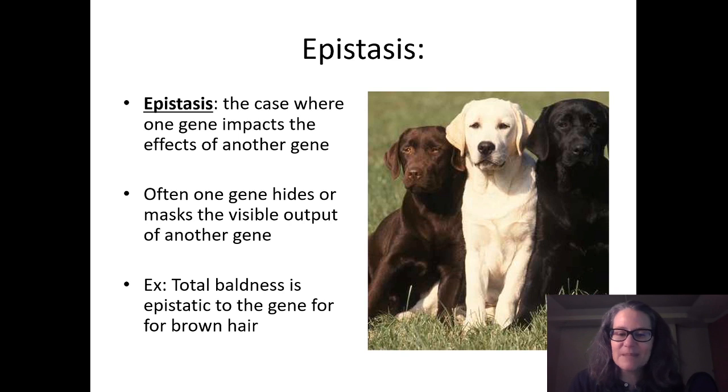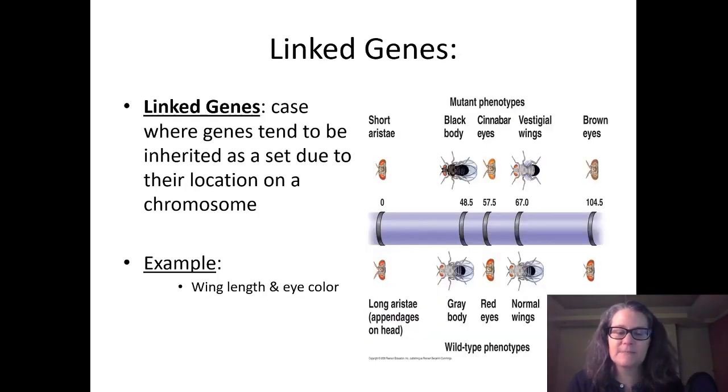This is the case of epistasis, so I'm going to switch back to my screen here. And epistasis is something, again, that we see, and it adds a little bit of complexity to what Mendel proposed. Linked genes are my second example for this part 2. Linked genes are the case where genes tend to be inherited as sets due to their locations on chromosomes.